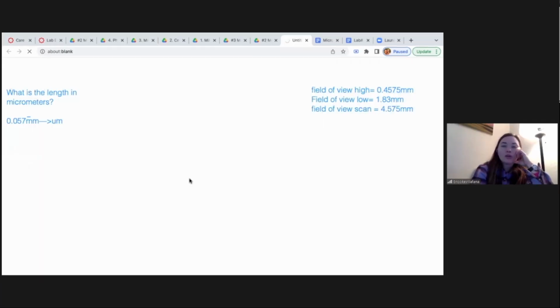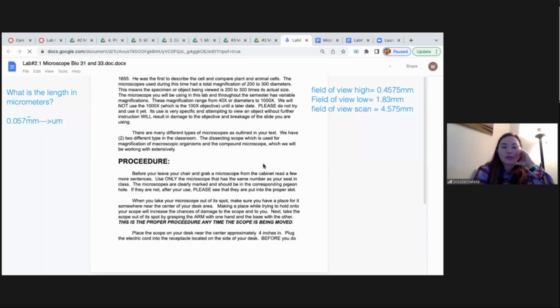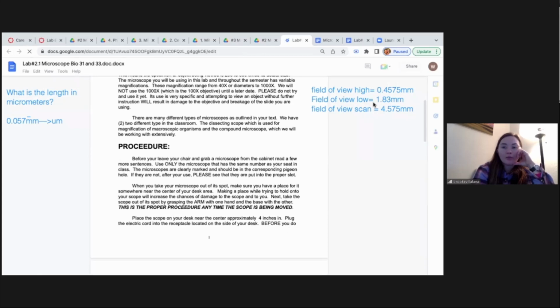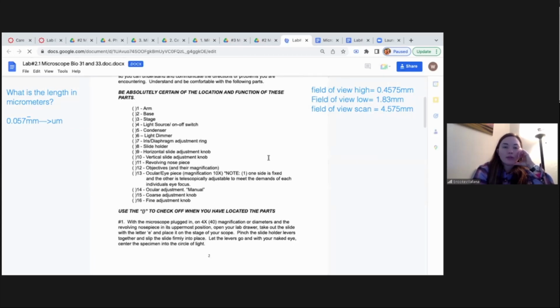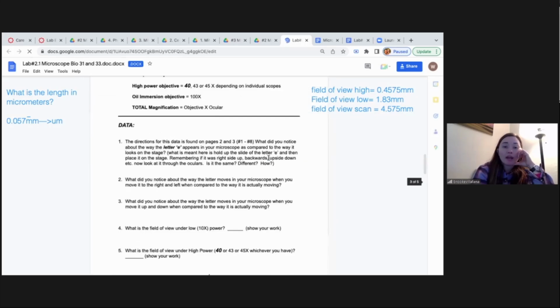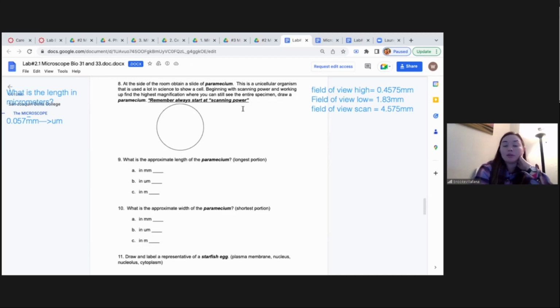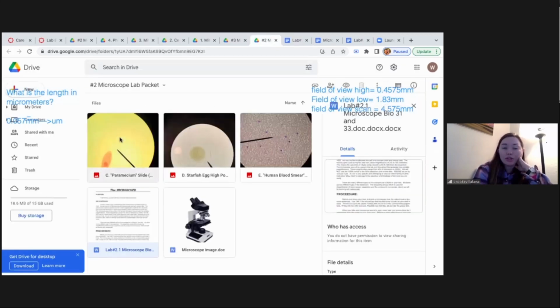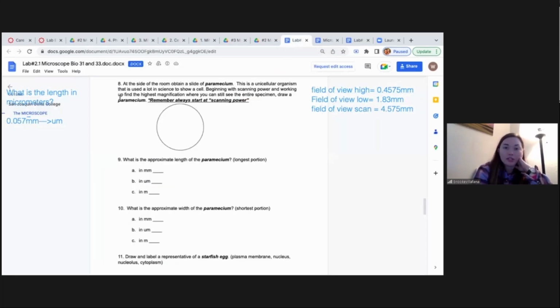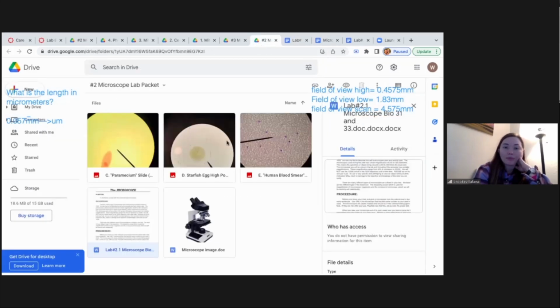So if we go through the packet, we looked at our field of view. We looked at our 3 breakdowns of our field of view, right? And we solved those. So you would write those in and then find an example for this paramecium. You can do that in the lab, or if you want, you can use the one in the packet to do the question. That's totally fine. So you can do questions 8, 9, and 10 at home using this picture in the packet. Okay, so you can use this to fill that out.